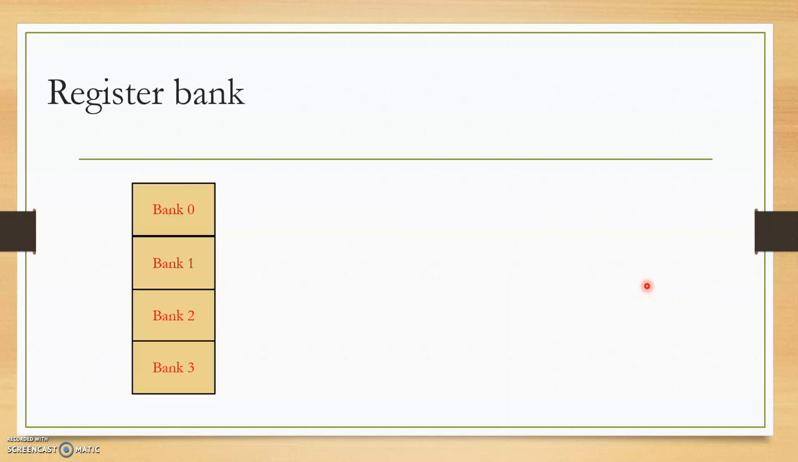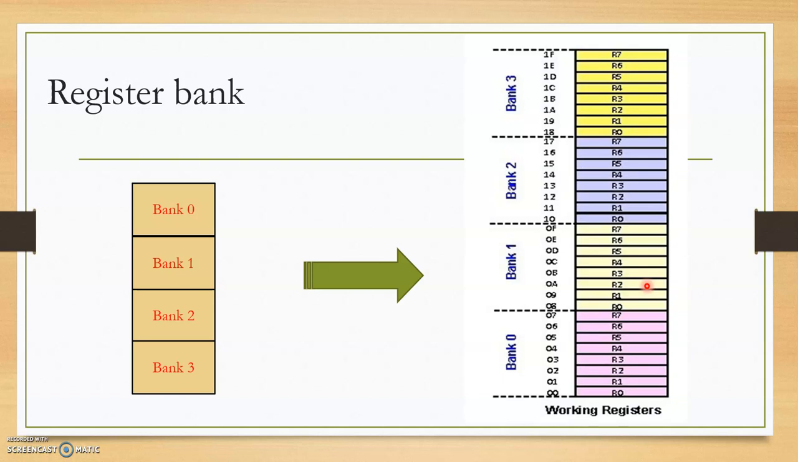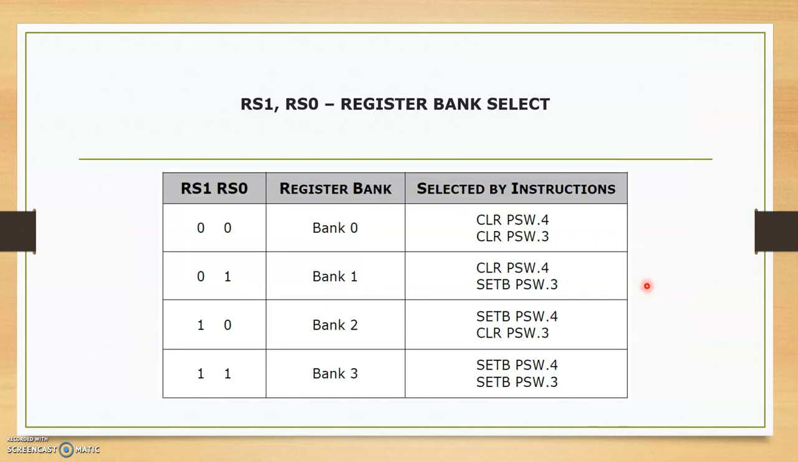Here we divided the 32 registers into 4 banks: bank 0, bank 1, bank 2 and bank 3. That means each bank contains 8 registers. The name of the register is the same in all the banks, R0 to R7. But at a time only one of the banks will be selected, and which bank is selected is decided by the register bank select bits.